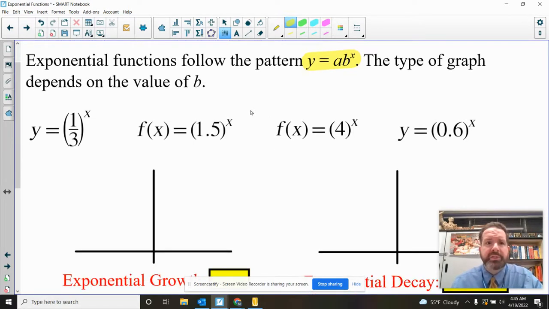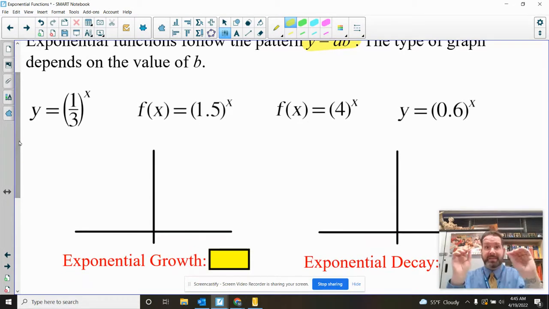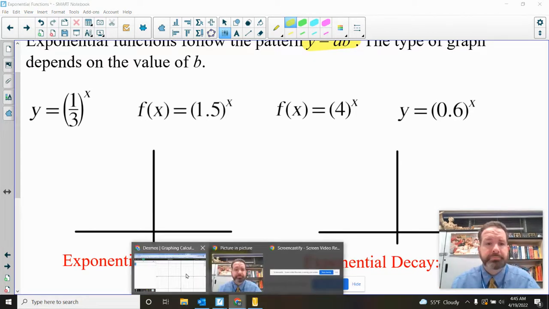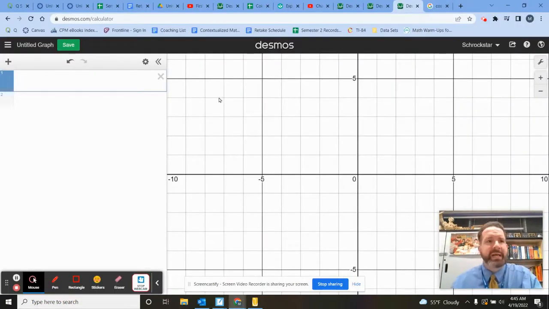All right, do this for me. If you haven't already pulled up a Desmos graphing calculator, get one ready because we're going to graph these and look at them. So I've got a nice blank Desmos. Let's see what we can do.